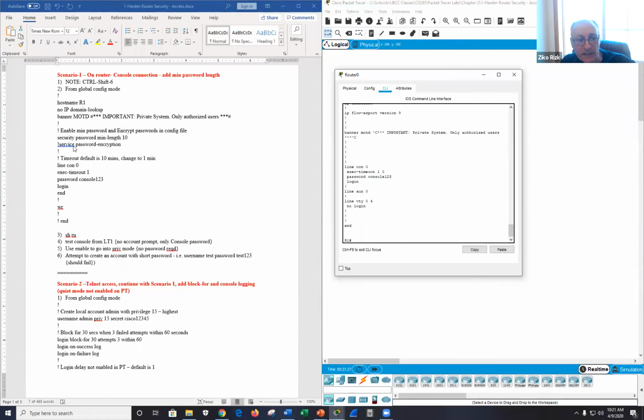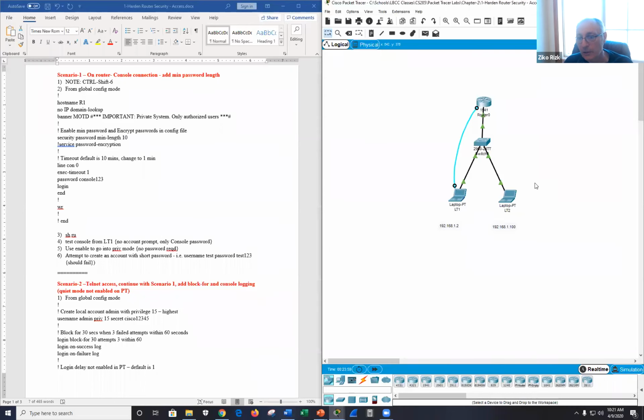And this is what this password encryption does. So it's not gonna encrypt the stored password, it's gonna encrypt the presented password. So it's gonna continue to be stored unencrypted. However, every time you do show run, it's going to encrypt that password so people can't see what the password is. And now I can use console to log in.